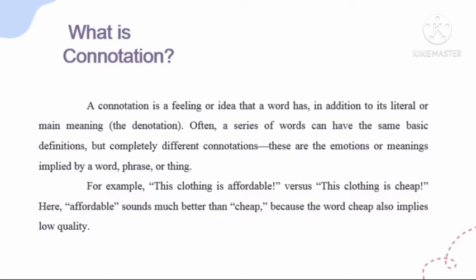A connotation is a feeling or idea that a word has, in addition to its literal or main meaning, the denotation. Often, a series of words can have the same basic definitions, but completely different connotations. These are the emotions or meanings implied by a word, phrase, or thing. For example, this clothing is affordable versus this clothing is cheap. Here, affordable sounds much better than cheap because the word cheap also implies low quality.